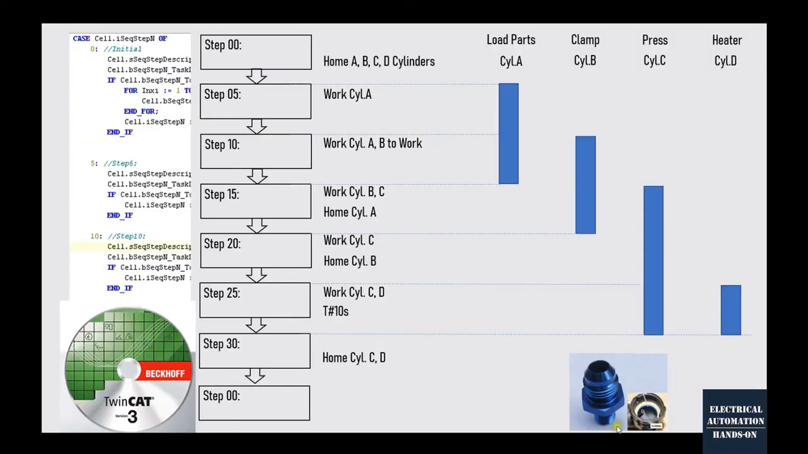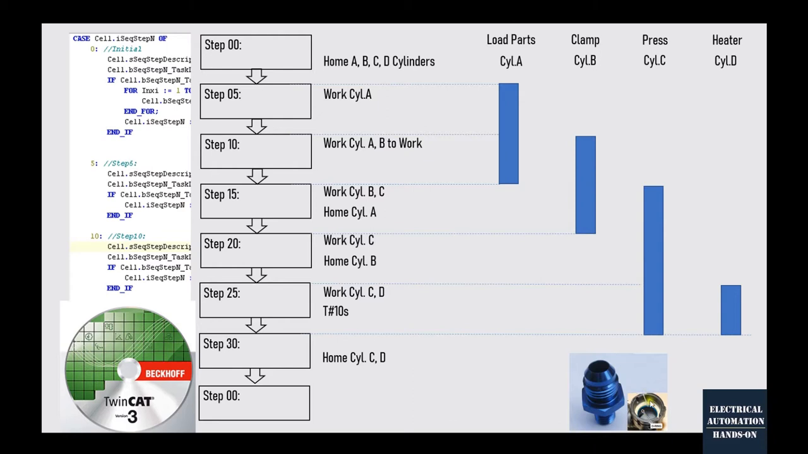In the previous video, I also used this quick connector as our application background. The basic sequence to make this part: first, the operator will load this housing into the machine, and once the machine checks the part is present, the sequence will start. The first step, we will load the part.